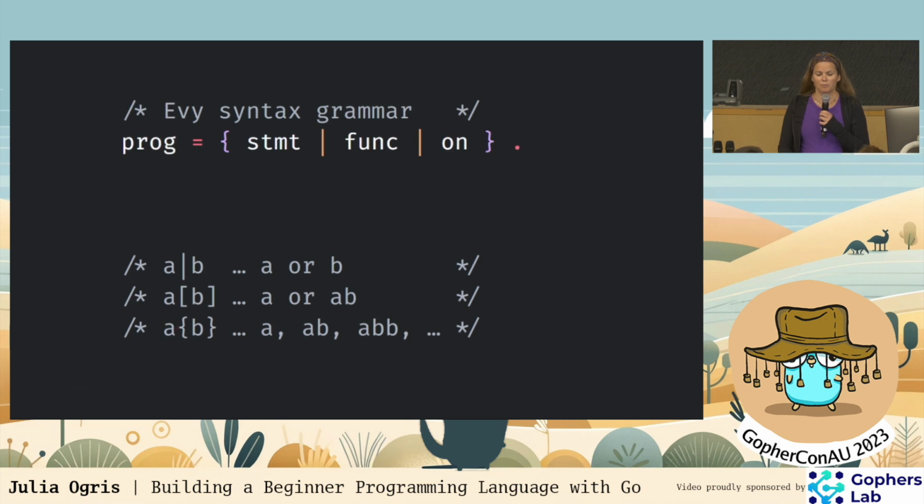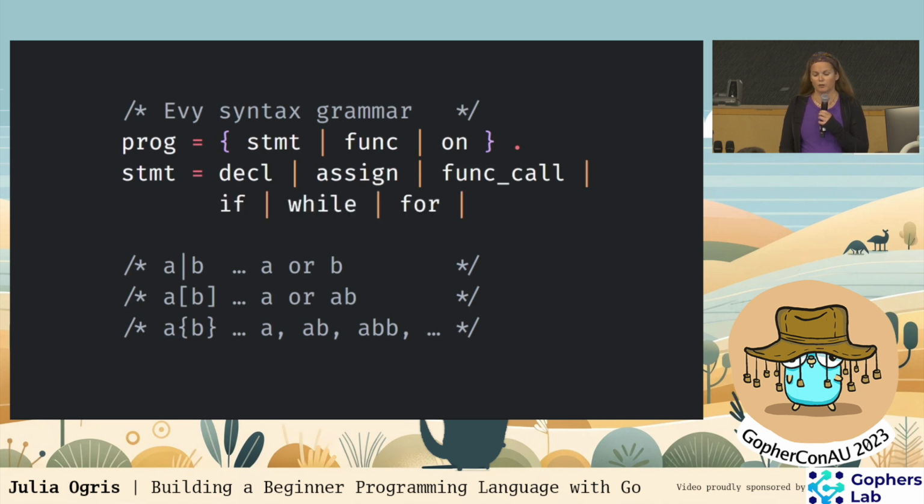An Eevee program on the top level is a repetition of statements, function definitions, and event handlers. Function definitions and event handlers can only exist on the top level. A statement, and this is exhaustive and complete, can be a declaration, an assignment, or a function call statement. It can be one of 3 block statements, an if, a while or a for statement, where a block statement consists of further statements. So we already see this recursive nature here in the syntax grammar, which we'll also see in the parser in a moment. And then there are 2 more control flow terminating statements, return and break.